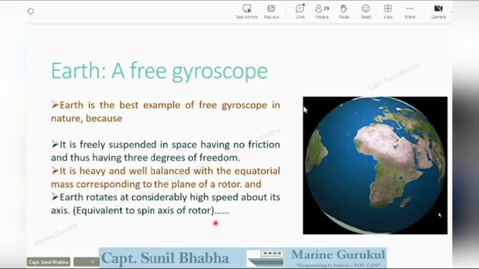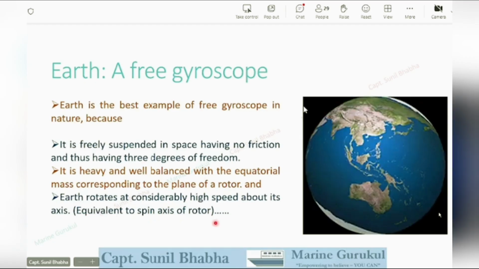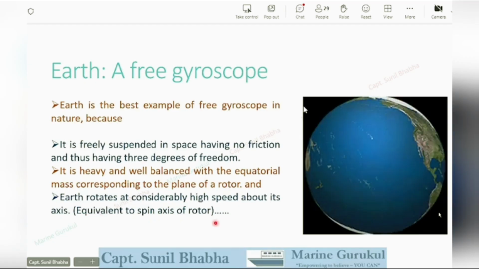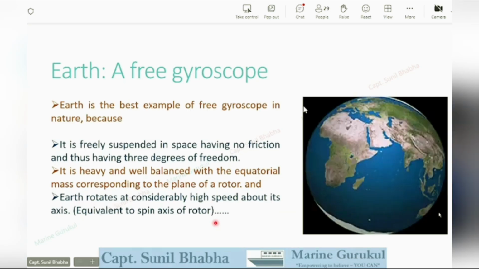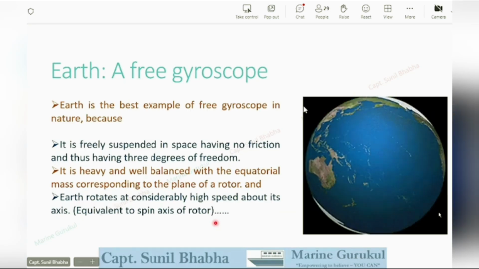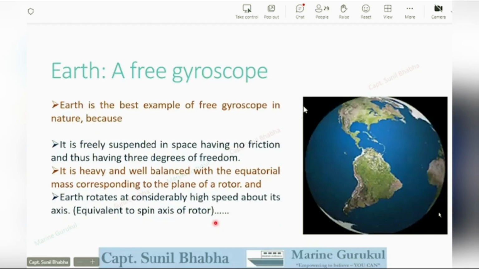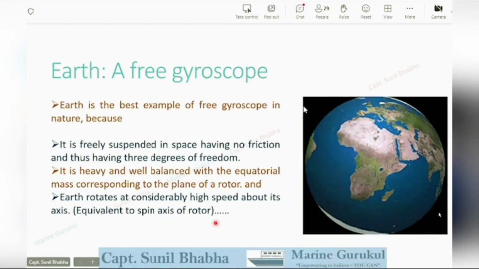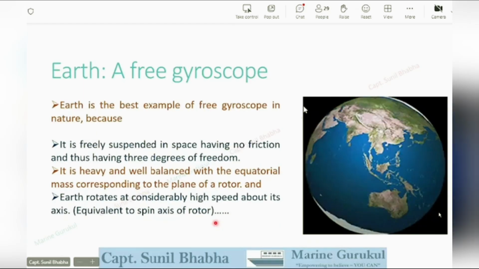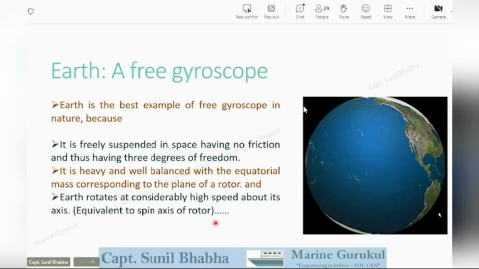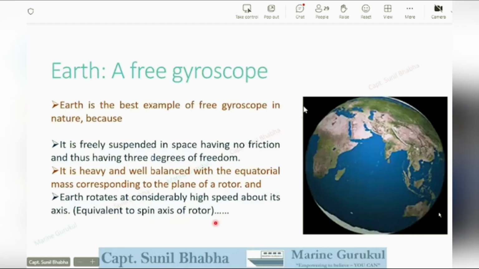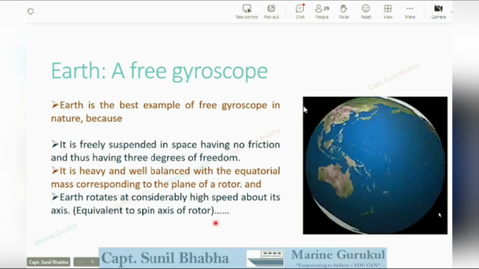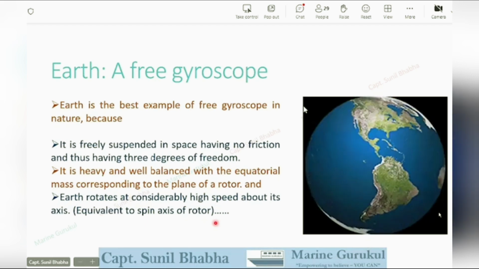Earth also rotates at a considerably high speed about its axis, which is equivalent to the spin axis of a rotor. The Earth rotates by 360 degrees in a period of 24 hours in one day, which converts to 15 degrees of motion in 1 hour. If you are at the equator, the Earth's rotation covers 15 degrees of longitude in 1 hour, and that converts to, at the equator, 900 miles per hour.